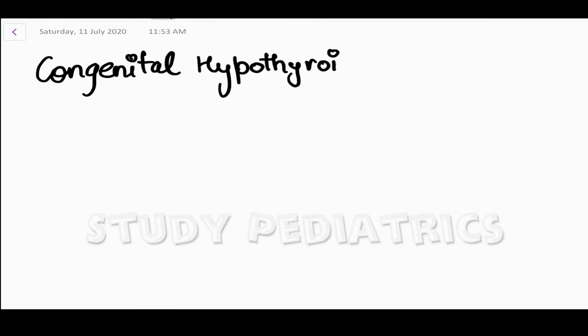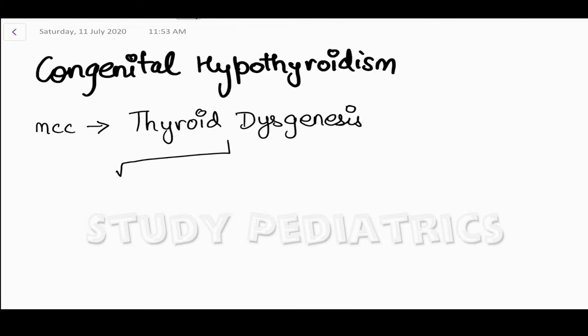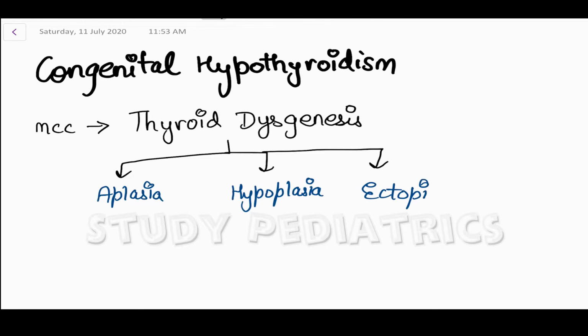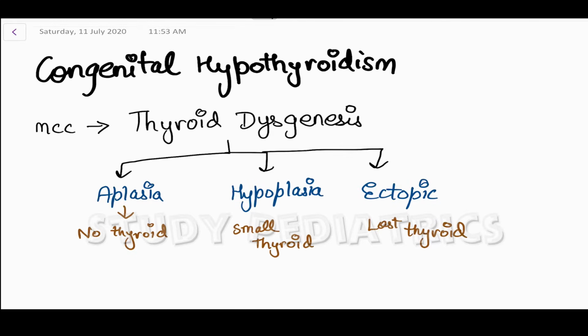Congenital hypothyroidism. Most common cause being thyroid dysgenesis. Thyroid dysgenesis can be divided into three types: aplasia, hypoplasia and ectopic. Aplasia is basically no thyroid tissue. Hypoplasia is small thyroid tissue and ectopia is basically lost thyroid tissue, that is lost somewhere in the body.